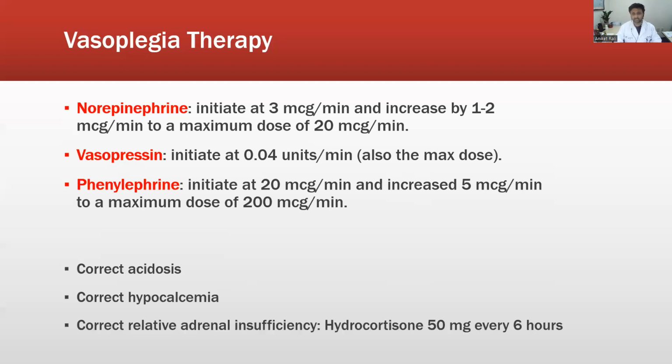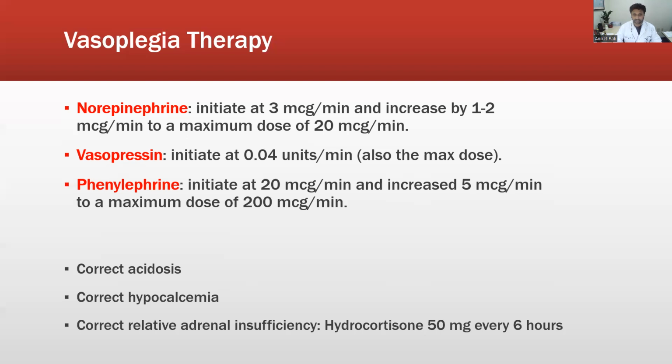Once again, it is important that as you're using these vasoactive medications, you always look for other things that may be causing hypotension and maybe making these medications less effective. And you always want to correct for those. So you always want to correct for acidosis. You always want to correct for hypocalcemia. Always check a calcium level on these patients. And if it is low, replete it, because a lot of these medications will not be effective if the patient is severely hypocalcemic.